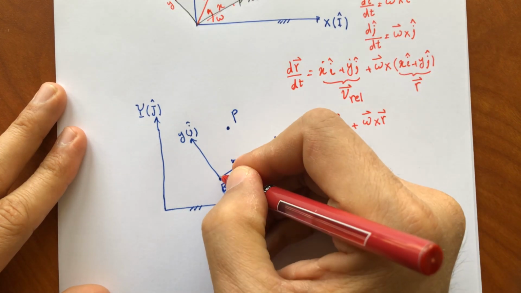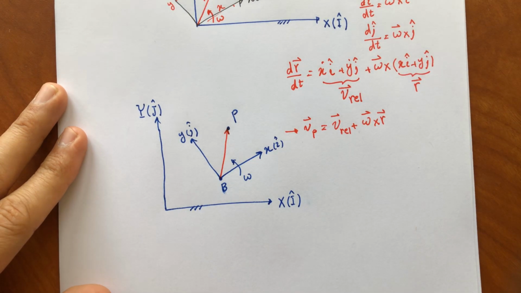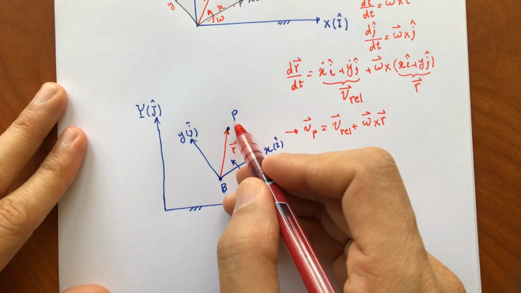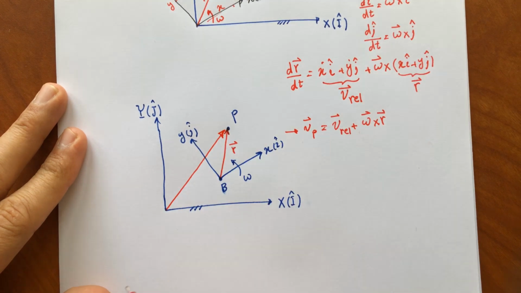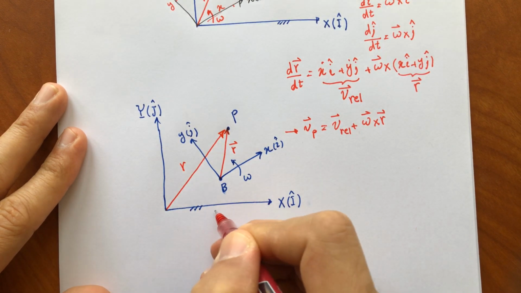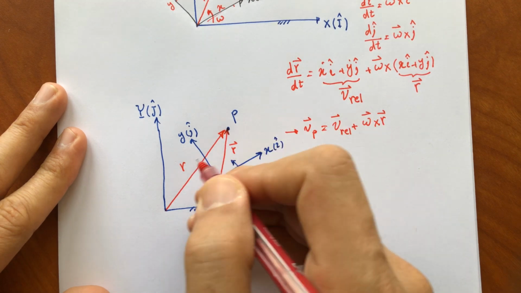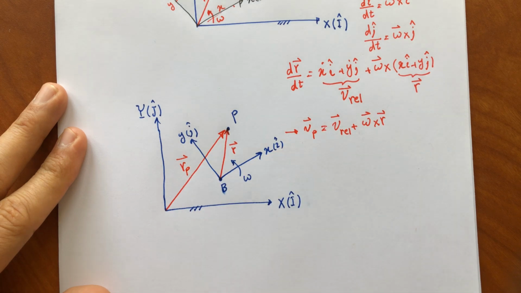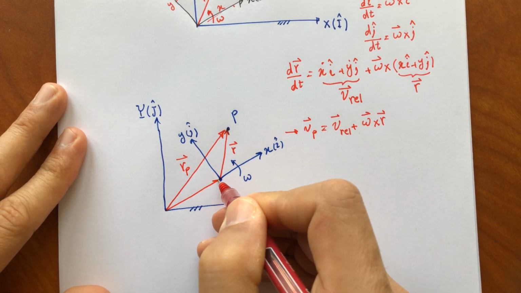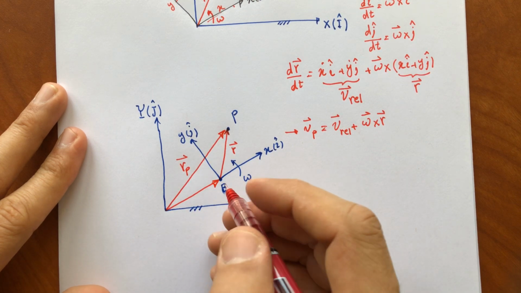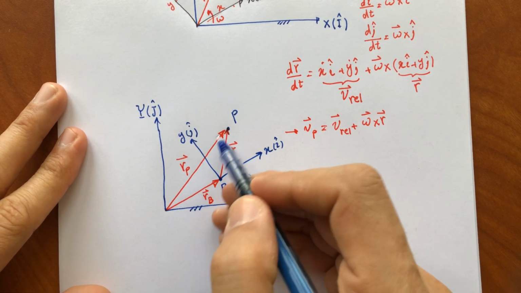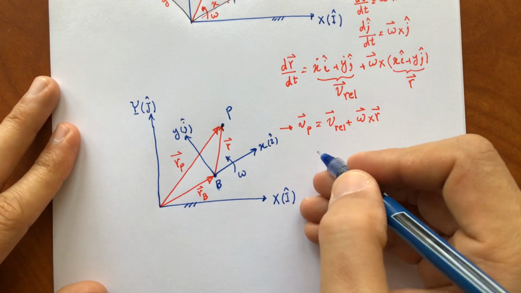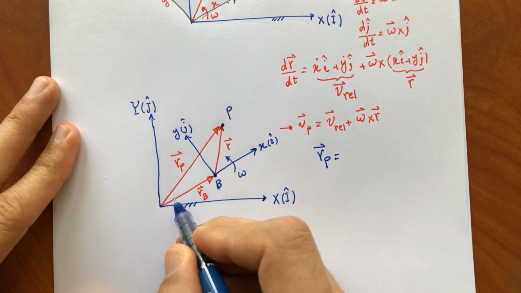I'm going to show the location of this particle in the moving coordinate, in the rotating coordinate, with r. But this r is not the actual location of P with respect to the ground. The actual location of this point is a vector from the origin of the inertial coordinate, which is fixed to the ground, to the point. I'm going to show that with RP. And also I'm going to show the origin of the moving, rotating frame with RB. So what's going on? The actual location of this particle, RP, is equal to RB plus r.